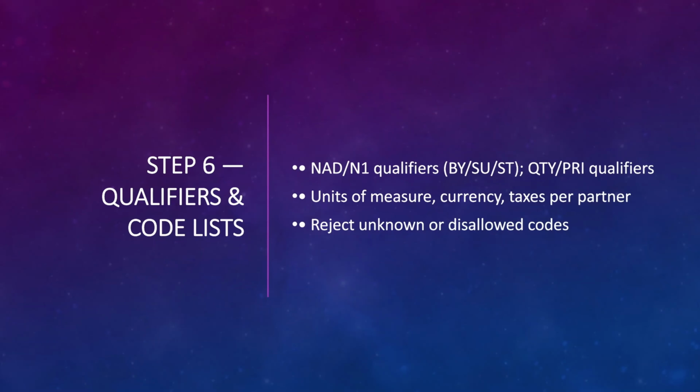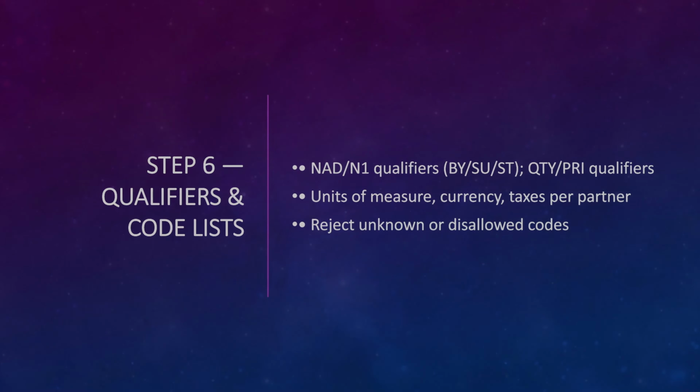Qualifiers give meaning to the data. Examples include party qualifiers like buyer, supplier, or ST, quantity and price qualifiers, and codes for currency, units of measure, and taxes. Unknown or disallowed codes usually indicate mapping or master data problems.